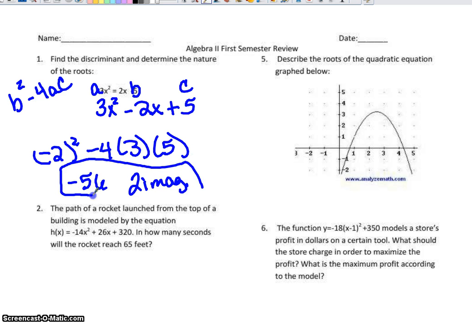Okay, your possibilities for the nature of the roots are 2 imaginary, that's when it's a negative discriminant, 1 real, and that's when your discriminant is 0, and 2 real when your discriminant is a positive number.